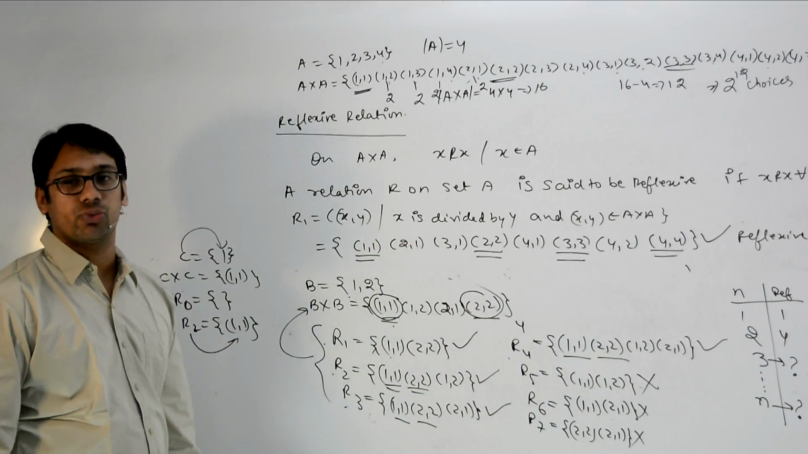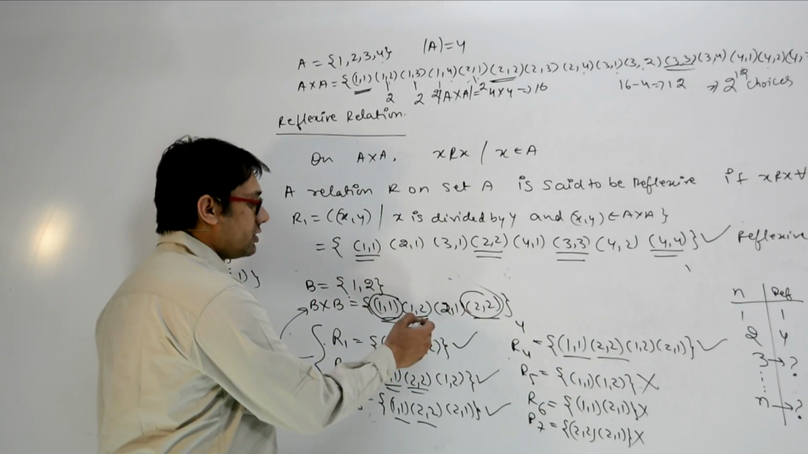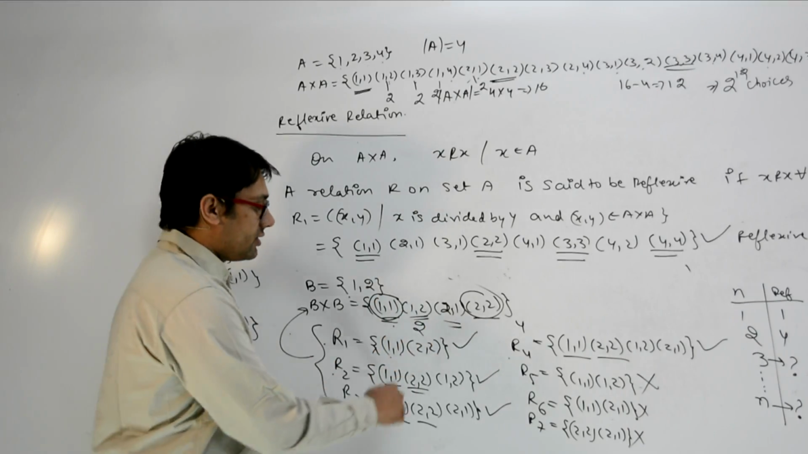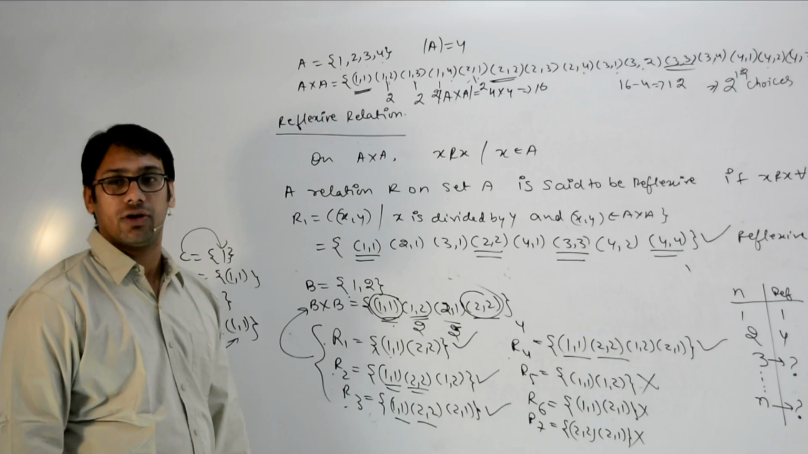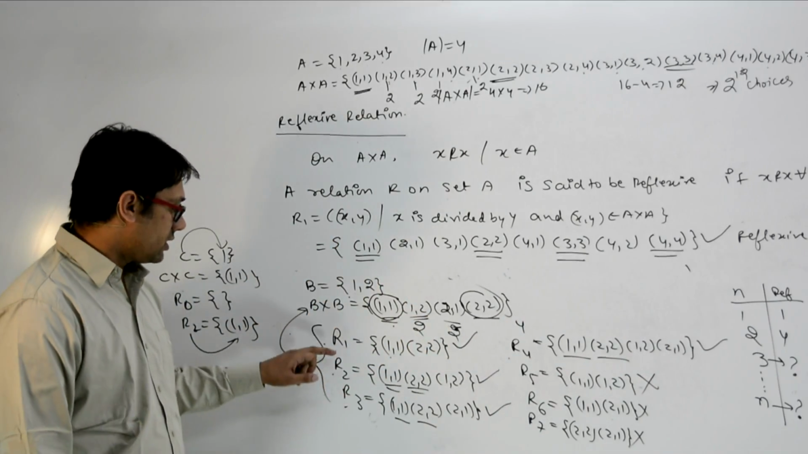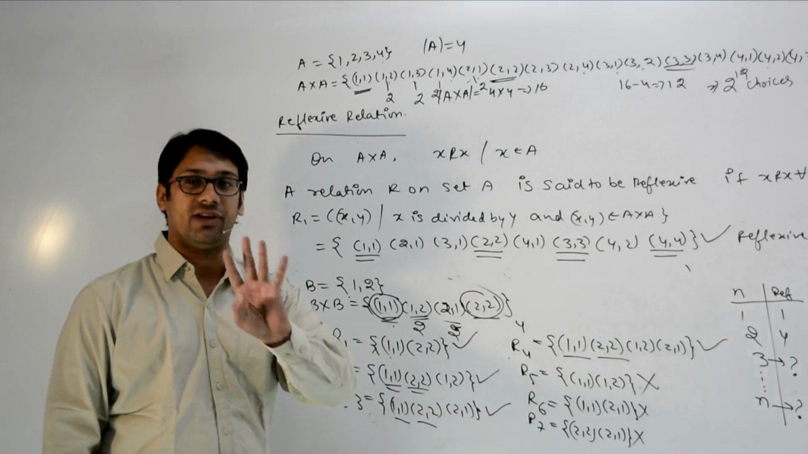We don't have a choice for these 2 elements, but we have a choice for these elements. Either this element can be there in a reflexive relation or not. Either this element can be there in a reflexive relation or not. So how many choices we have? 2 cross 2, that means 4 choices. That means 1, 2, 3, 4. 4 reflexive relations will be there.